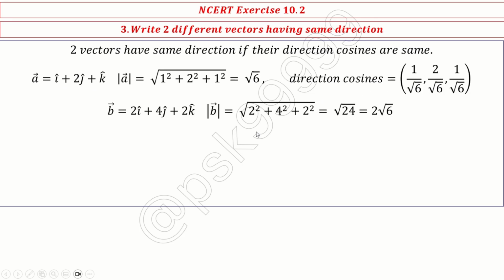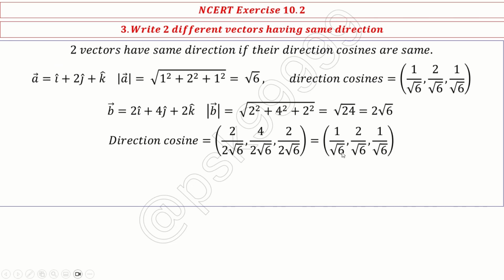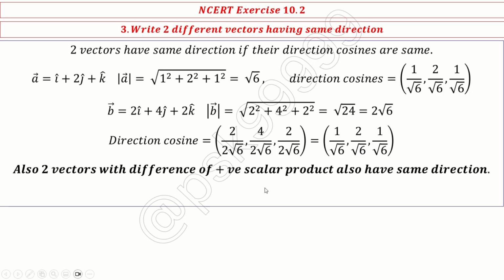So we'll take another vector by just multiplying with a scalar: 2, 4, 2. Its magnitude is 2 root 6 and the direction cosines are the same. So these two vectors are in the same direction but have different magnitudes. Simply, we have taken vector 1 and multiplied it with a positive scalar, because we don't want to change the direction. Then you get the other vector in the same direction. So k is a positive scalar here, a positive rational number.